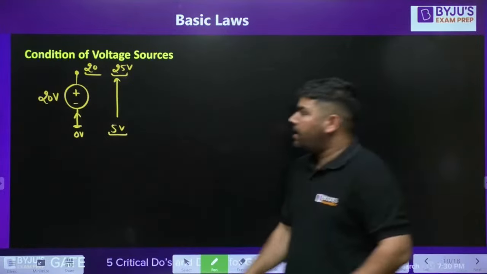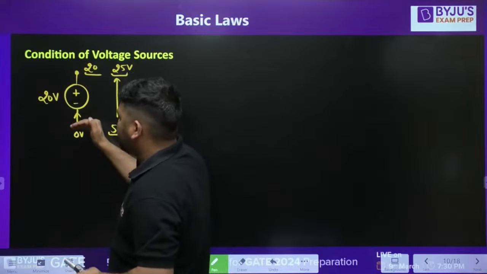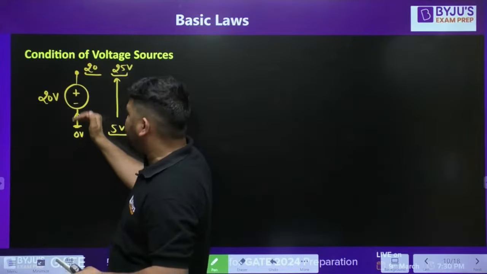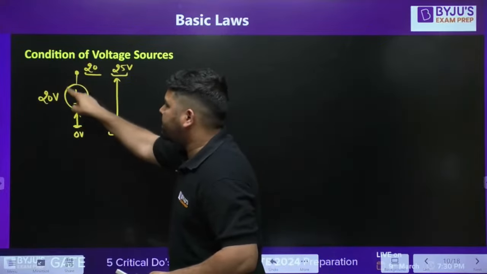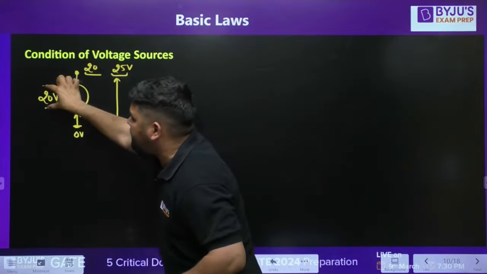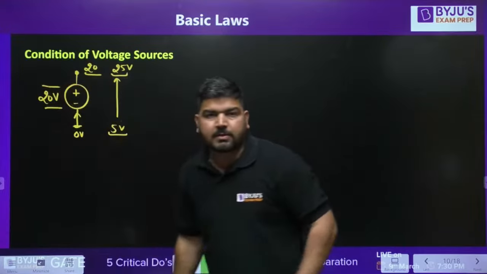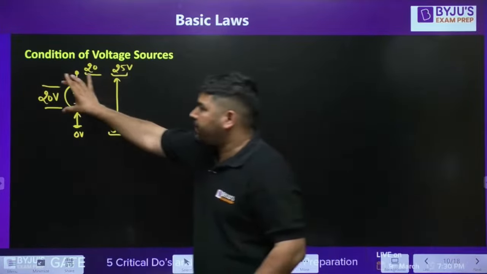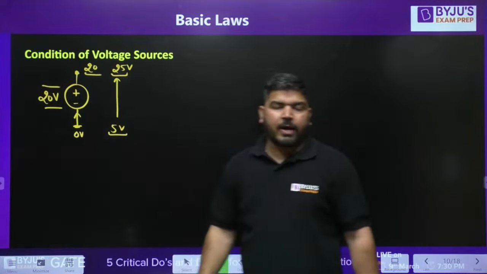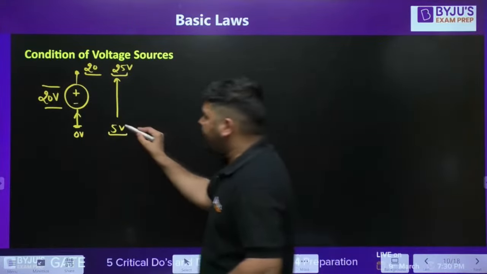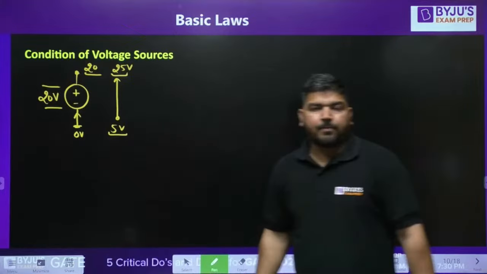Don't take it negative, okay? Whenever you're going from minus to plus, you are moving upward. It means you are going from minus to plus, then add the voltage. If this is 0, this voltage is 20. Remember, this voltage is a difference. It is not the point voltage. So if this is 0, this point will automatically be 20 volt. Similarly, if it is 5, it will become 25.